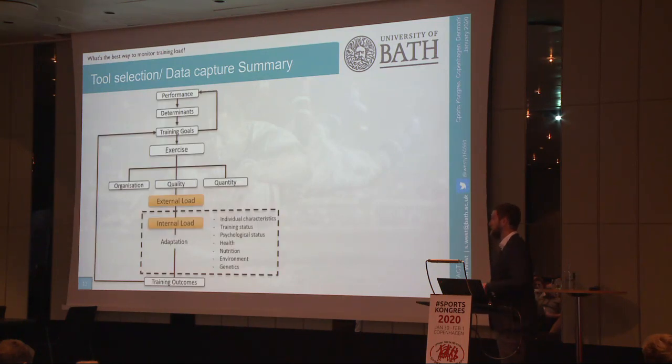So just to summarize all of that, I'm not going to go through it all again, but essentially the main thing to take out of it is you've got two different types of load, external load and internal load. One is the work that's done by the athlete. The other is the athlete's response to that work. Okay, so very important to distinguish between those two.